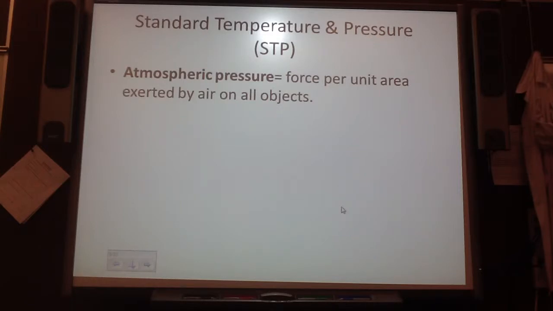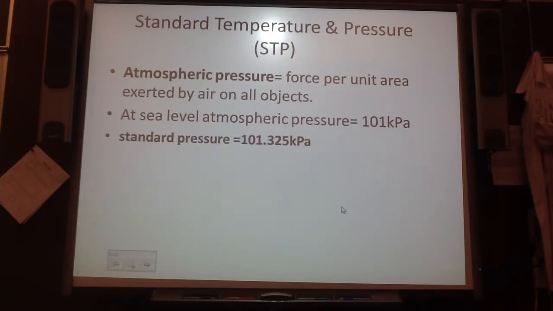Now, when we think about atmospheric pressure, this is the force per unit area exerted by air on all objects. At sea level, atmospheric pressure is 101 kilopascals. Standard pressure, which is what we use for STP, is 101.325 kPa.